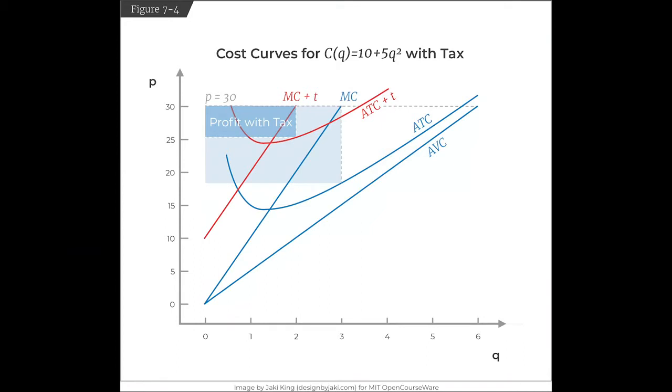So you're producing fewer units and making less profit per unit. So the entire rectangle is shrunk. Okay? The rectangle has shrunk. It shrunk because you're selling fewer units, and it shrunk because you're getting less profit per unit.